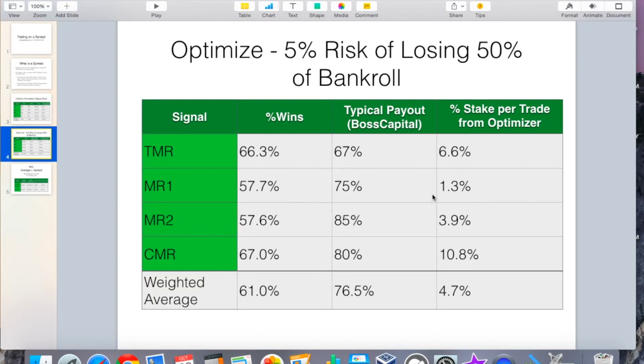Now, if I took the weighted average of these with a 61% win rate and a 76.5% payout and ran that in the optimizer, that gave out a 4.7% stake per trade. Now I'll show you the results on the simulator. The two ways I did it is the first where I used this weighted average.